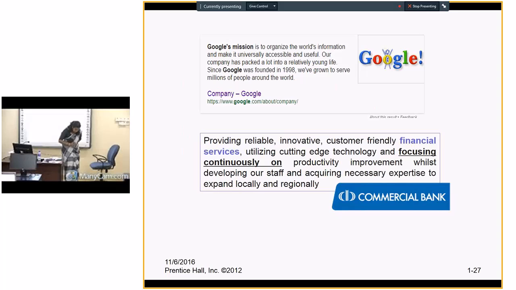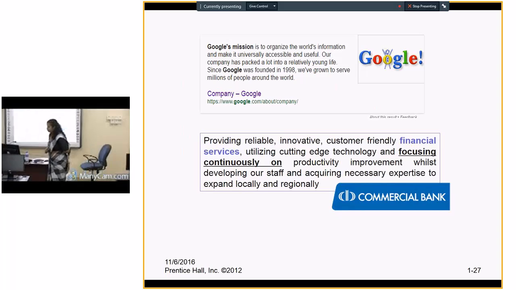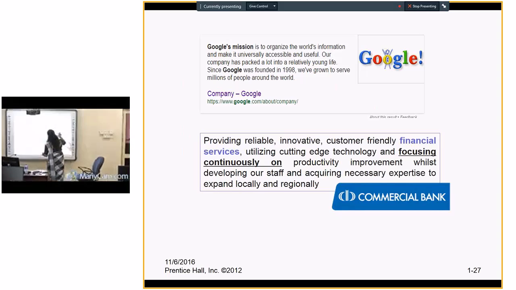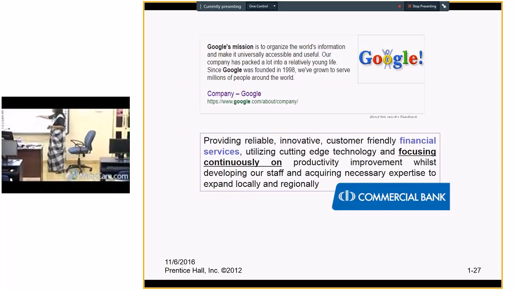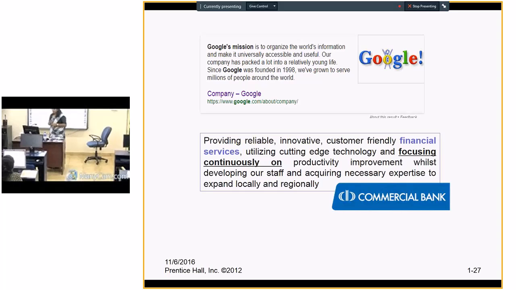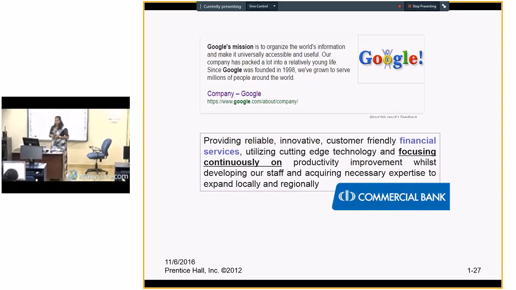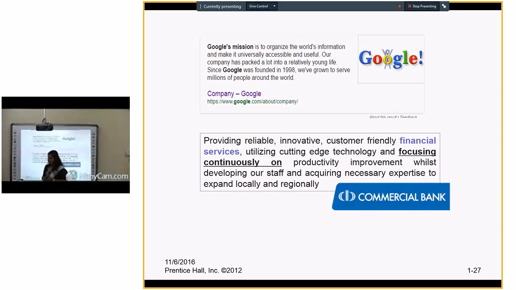Can you identify the commercial bank mission statement as a good one or a bad one? Yes, relatively good, because it includes the scope of operations, highlighting financial services, and it addresses the markets, the expansion in the local market. We can also say they mention values: customer-friendly, innovative, reliable service. That is their philosophy, their value system: serving customers in a very friendly manner, with innovativeness and reliable services.